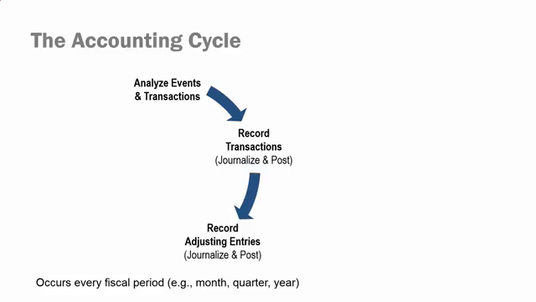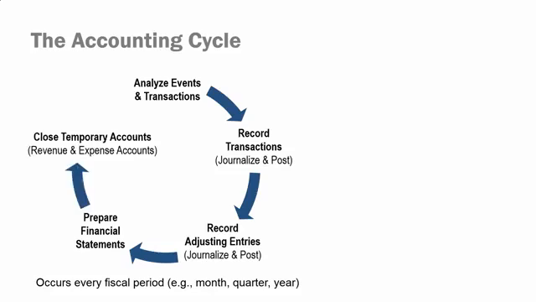Then, after all of the transactions and events have been recorded in the books, the company must record something we call adjusting entries. These are entries that are made under accrual accounting due to the passage of time. After those are completed, the company can prepare its financial statements, the balance sheet, the income statement, and the statement of cash flows. And then, if the company has used temporary revenue and expense accounts to record its revenue and expense entries, it must close those to the retained earnings account. And then the cycle starts all over again.